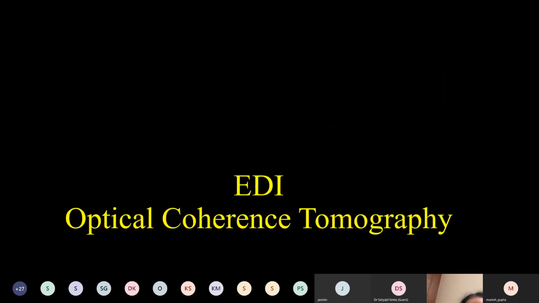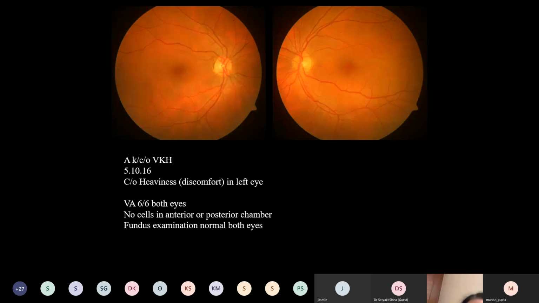Continuing with the OCT, we have the EDI OCT, which is enhanced depth imaging OCT. For obvious reasons, it gives you information about the choroid. I'll give you an example of the importance of this EDI OCT. This patient, a female, presented to us with a complaint of heaviness in the left eye. Now, clinically, her vision is 6/6, she's a known case of uveitis, has been on tapered steroids, and she's on immunosuppression.